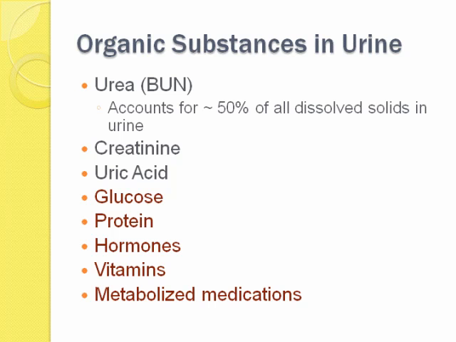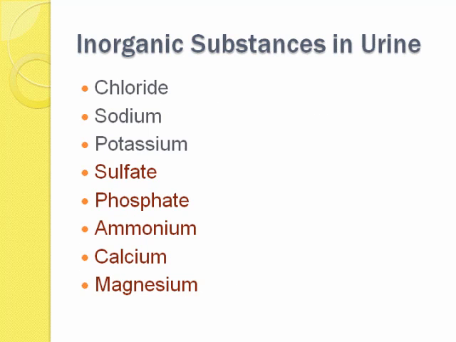I simply have listed here the organic substances found in urine. The top 3, urea, creatinine, and uric acid, are found in larger amounts, and the others, glucose, protein, hormones, vitamins, and metabolized medications, are found in much lesser amounts in the urine.